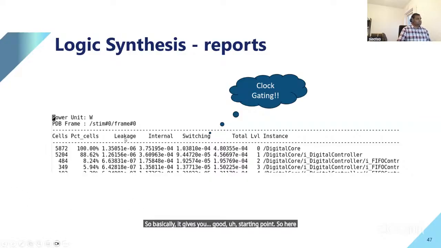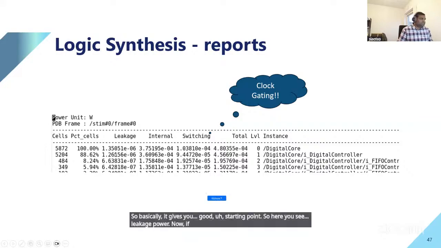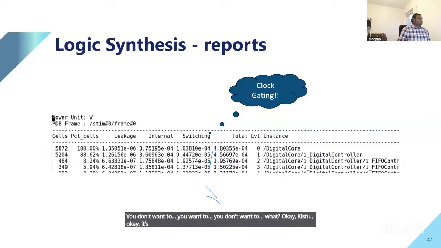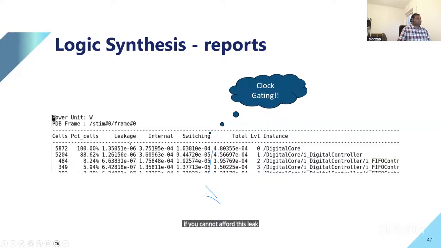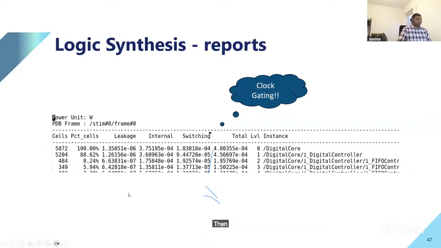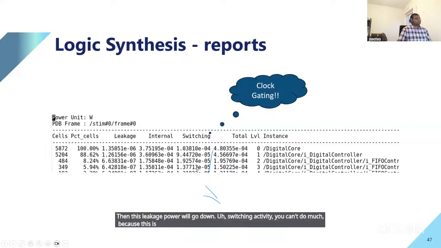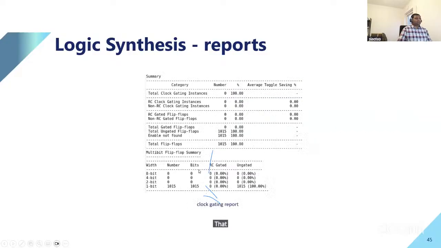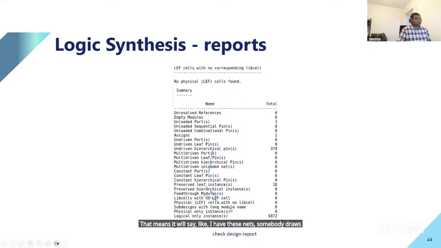So here you see leakage power. Now, if you suddenly see your leakage power is too big, and if you cannot afford this leakage power, then you can go back. You can tell the tool to try to insert more high VT cells. Then this leakage power will go down. Switching activity, you can't do much because, again, it's not very accurate. It's highly inaccurate, I will say, because this is based on statistical switching activity. It's not real switching activity.